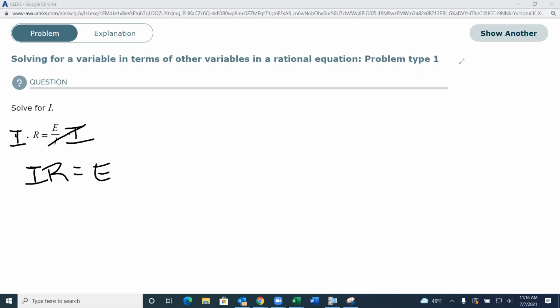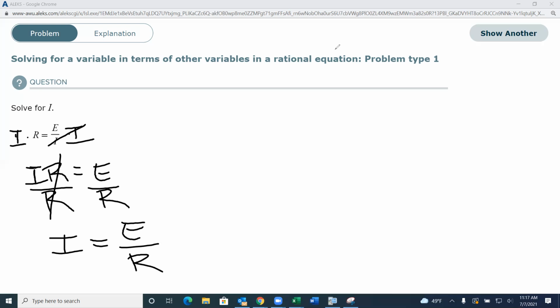Well, I had to multiply by I to get it out of the denominator so I could actually access it. Or in Spanish, this is pronounced ir. Okay, so divide by R to get the I by itself, and I equals E over R. And there's an example of that one.